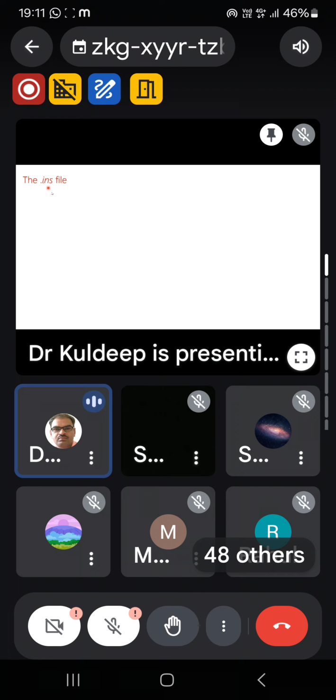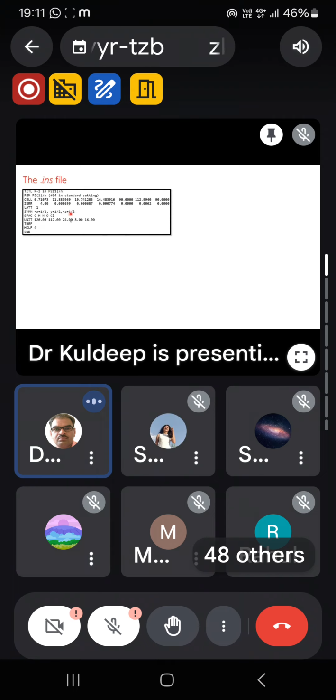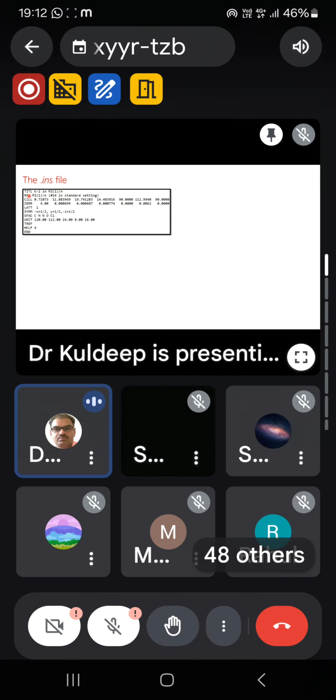It looks something like this. On the top there is a title. You can see these are either 4-letter or fewer letter words. Title, then you can take any name. So this is K2 in P21/n. This is the space group, and it is number 14 in the standard setting.